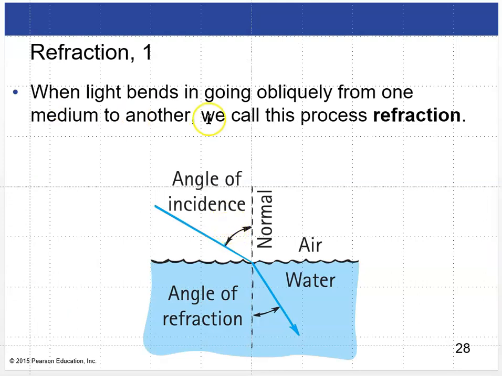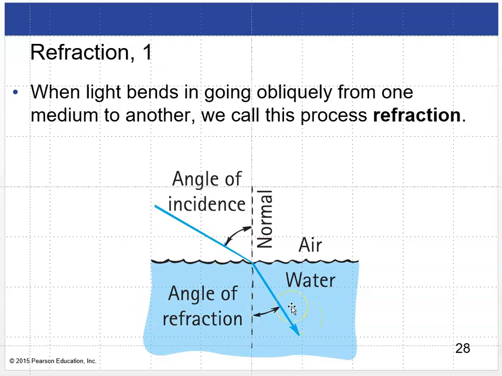When light bends going obliquely from one medium to another, we call this process refraction. So you have light coming in. Here's the angle of incidence relative to the normal. It enters a different medium. And light slows down when it enters different mediums. You either slow down or speed up. It depends on the density of the material. And the density of the material is related to what really occurs, and that's called the index of refraction.